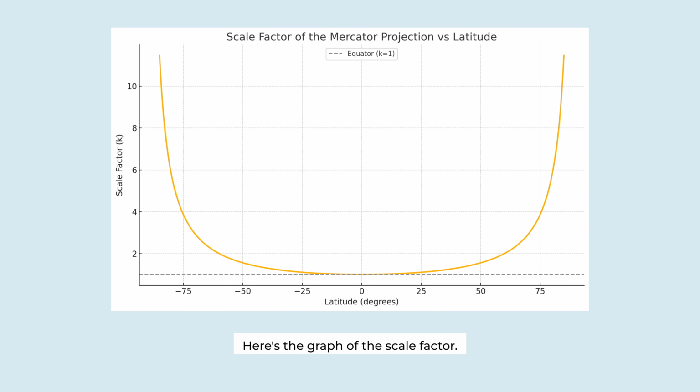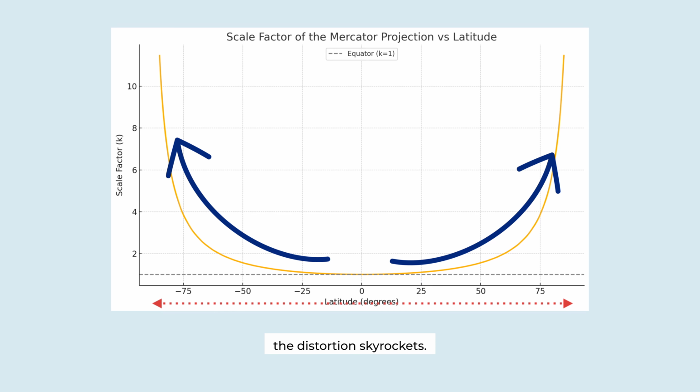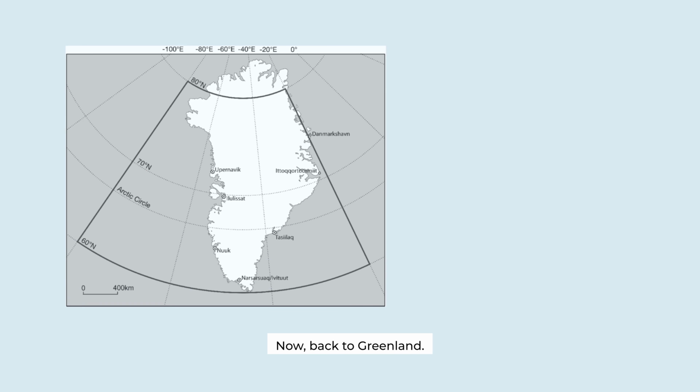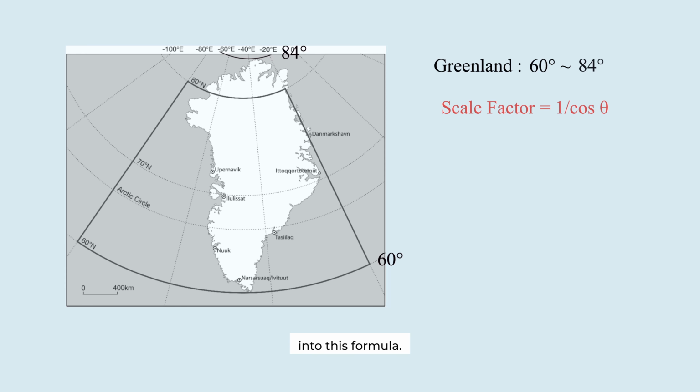Here's the graph of the scale factor. As the latitude increases, the distortion skyrockets. Now back to Greenland. Greenland stretches from about 60 degrees to 84 degrees north. Plug in those values into this formula. The scale factor ranges from about 2 times to over 8 times, depending on the spot.